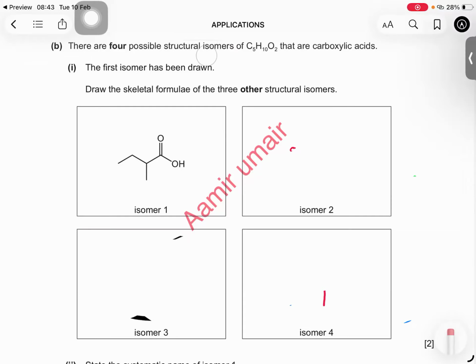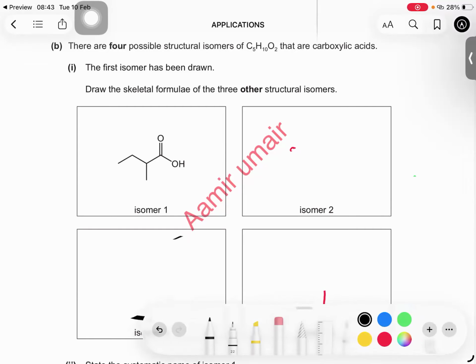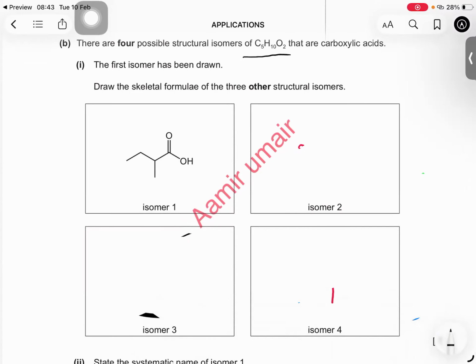There are four structural isomers. देखिए जरा, C5H10O2 that are carboxylic acids. The first isomer has been drawn. Draw the skeletal formula of three other structural isomers.